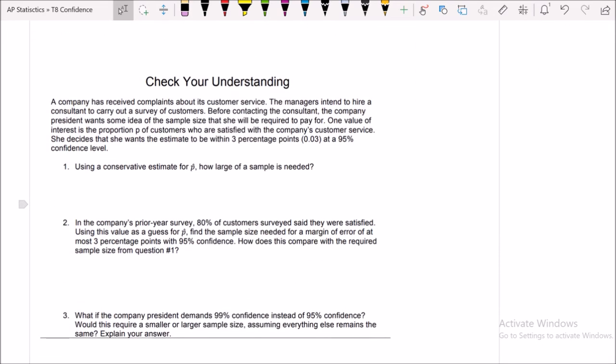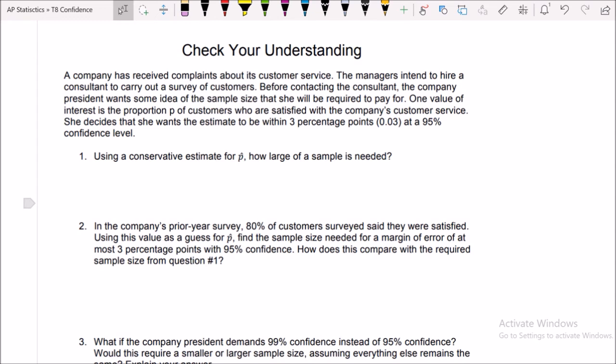Okay, let's do one final question. A company has received complaints, oh no, about its customer service. The managers intend to hire a consultant to carry out a survey of customers. See, they're hiring someone just like we talked about before. Before contacting the consultant, the company president wants some idea of the sample size that she'll be required to pay for. One value of interest is the proportion, p, of customers who are satisfied with the company's customer service. She decides that she wants the estimate to be within 3 percentage points at a 95% confidence level.